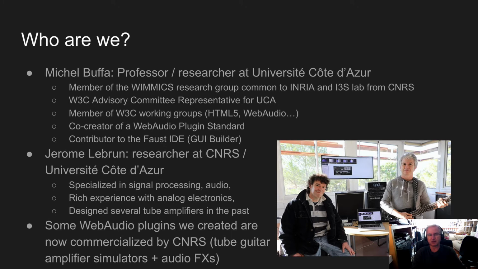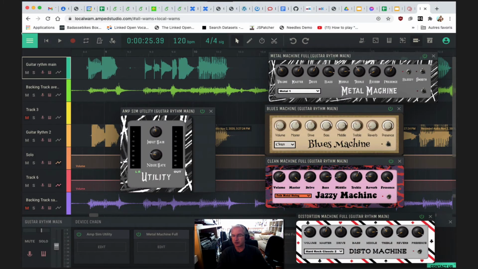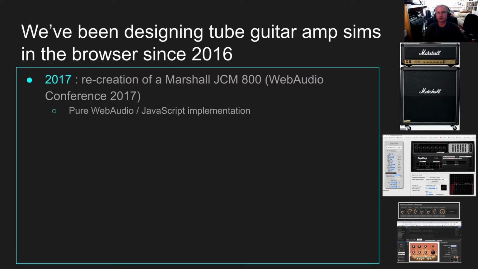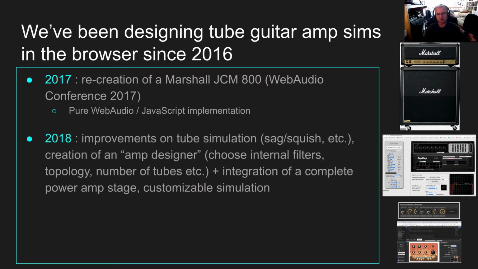And so you can see here a screenshot of some of our amplifier simulation in the Amped Studio digital audio workstation. We've been designing tube guitar amp sims in the browser since 2016. In particular, in 2017, we published and got a Best Paper Award for the recreation of a Marshall GCM 800, and we recreated it using only pure web audio high-level nodes. That means the high-level part of the WebAudio API, and we did a 100% JavaScript implementation. And this worked pretty well. And of course, we relied on the C++ implementation of the API that was located in the browser.